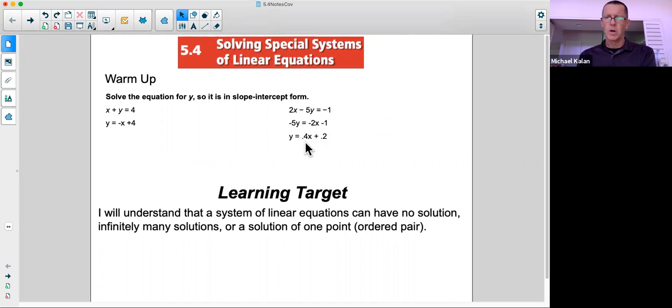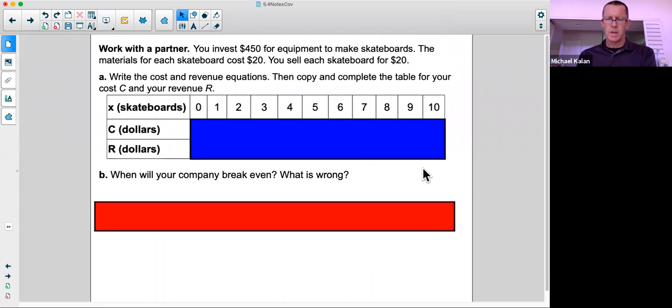Okay, your learning target is that you will be able to understand that a system of linear equations can have no solution, infinitely many solutions, or a solution of one point, which obviously is what we call an ordered pair.